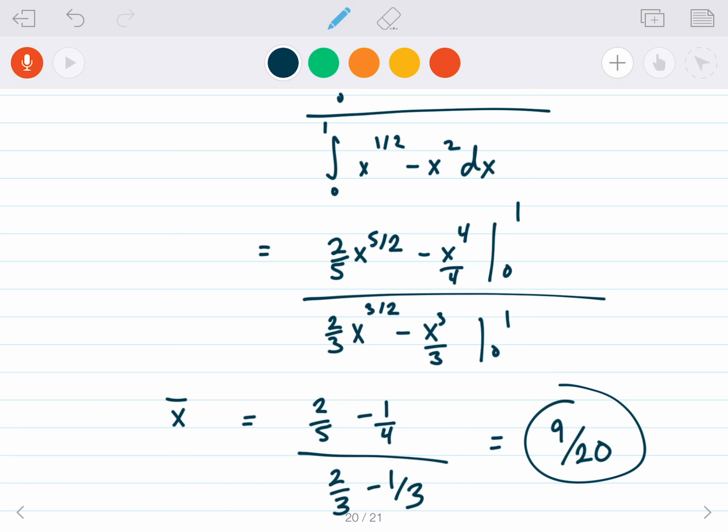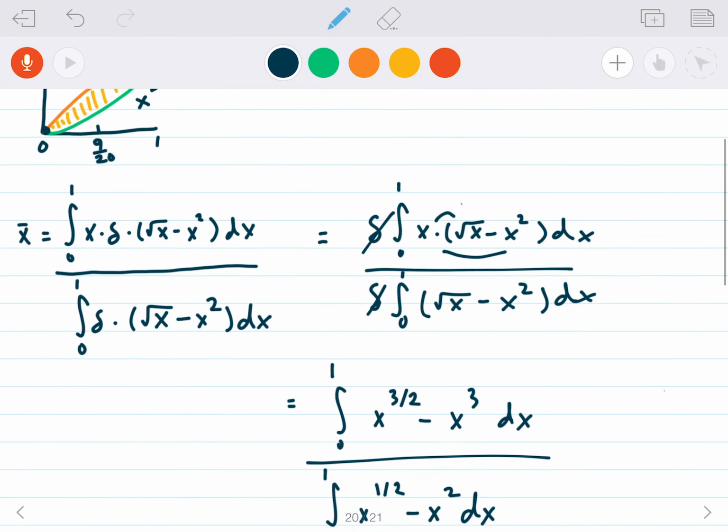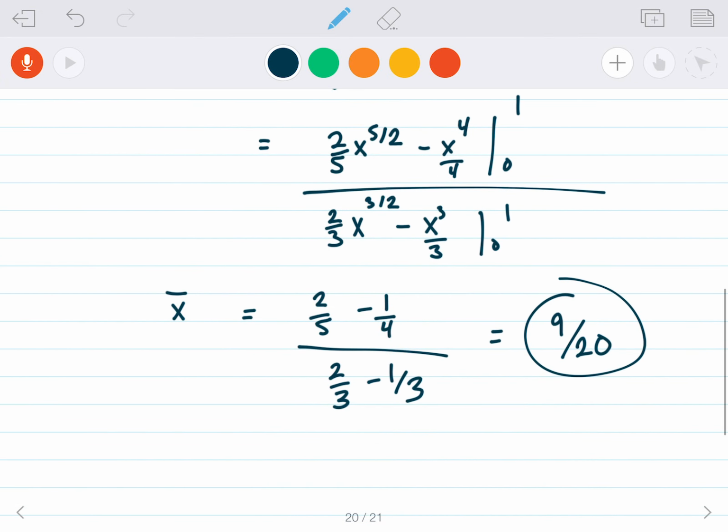Now, since this is a two-dimensional object, we don't just need an x component. We also need a y component. All right, so here, 9 over 20 is going to be a little less than halfway. So this is going to be 9 over 20. So we know that's the x component of our center of mass. And let's go ahead and figure out what the y component is now.